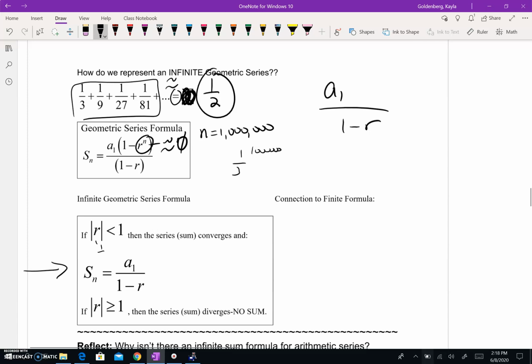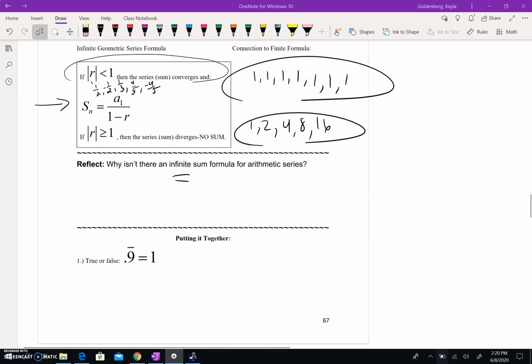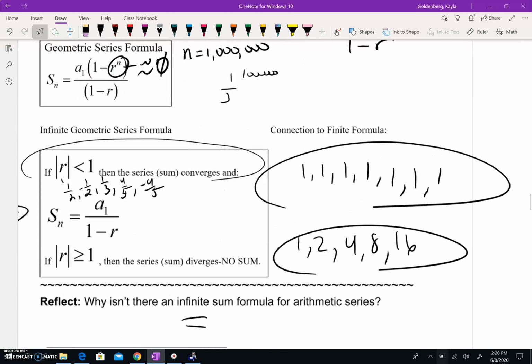So that means you could have something like a half, negative 1/2, a third, 4/5, negative 4/5. Basically, all that they're saying is that your ratio can't be a positive or negative number that's 1 or up, or -1 or down. So for example, over on the side, I've got a couple of examples of sequences.